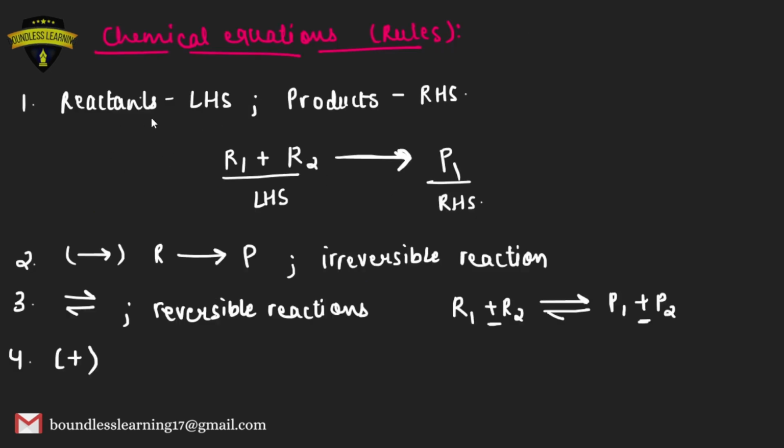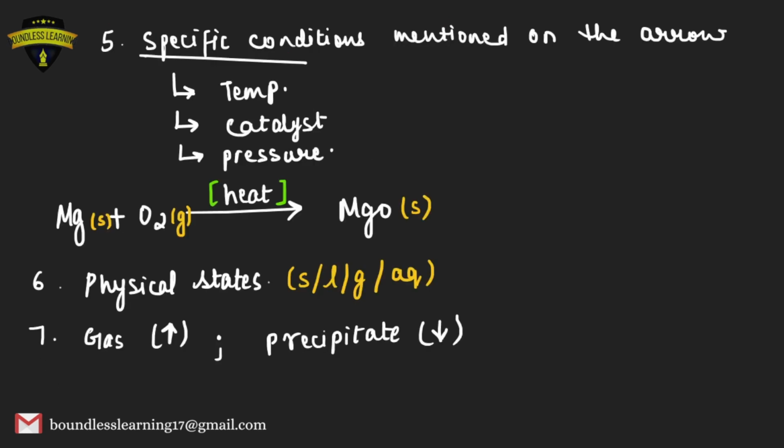Reactants are always written on the left hand side, products on the right hand side. We use single arrows for irreversible reactions and double arrows for reversible reactions. We put a plus sign in between the reactants as well as the products. Then we mention the specific conditions as well as the physical states in front of the reactants and the products. Specific conditions like temperature, catalyst, and pressure are mentioned on the arrow.